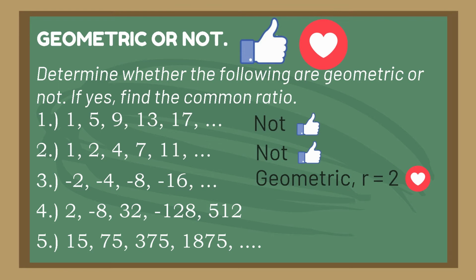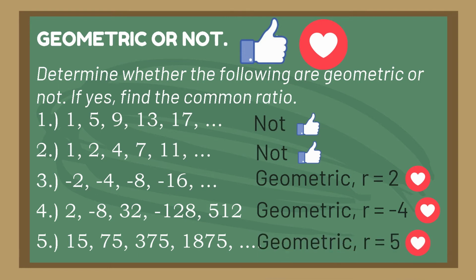Number 4. 2, negative 8, 32, negative 128, 512. Geometric or not? That's right. The answer is geometric and the ratio is negative 4. Number 5. 15, 75, 375, 1875. Geometric or not? Very good. The answer is geometric. Ratio is 5.